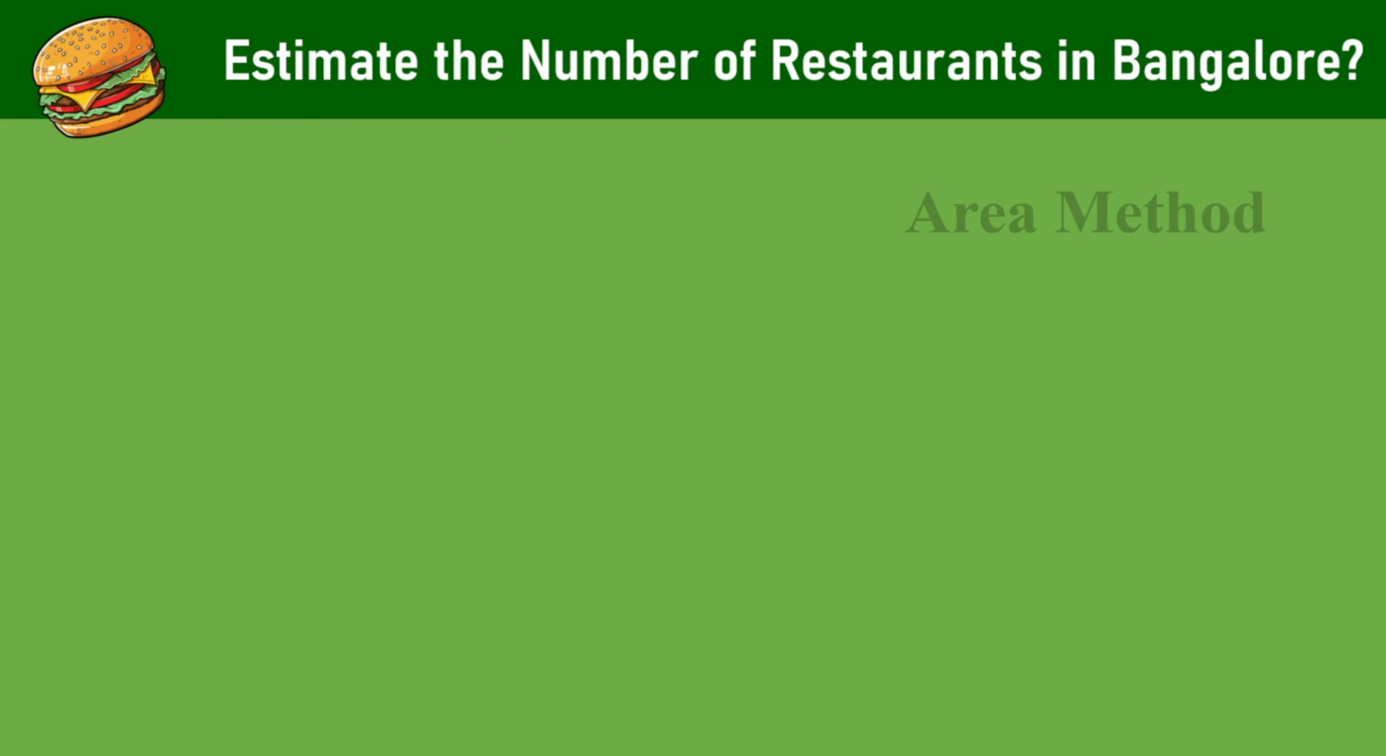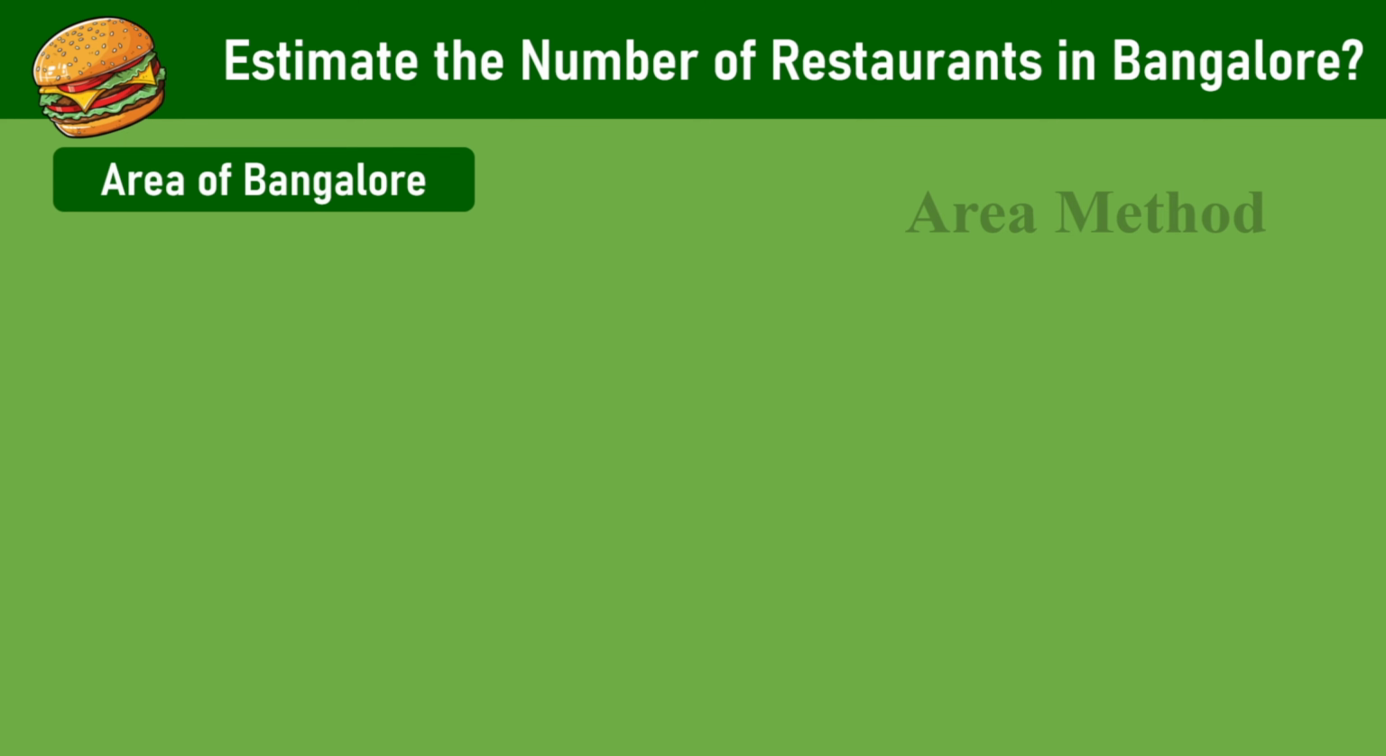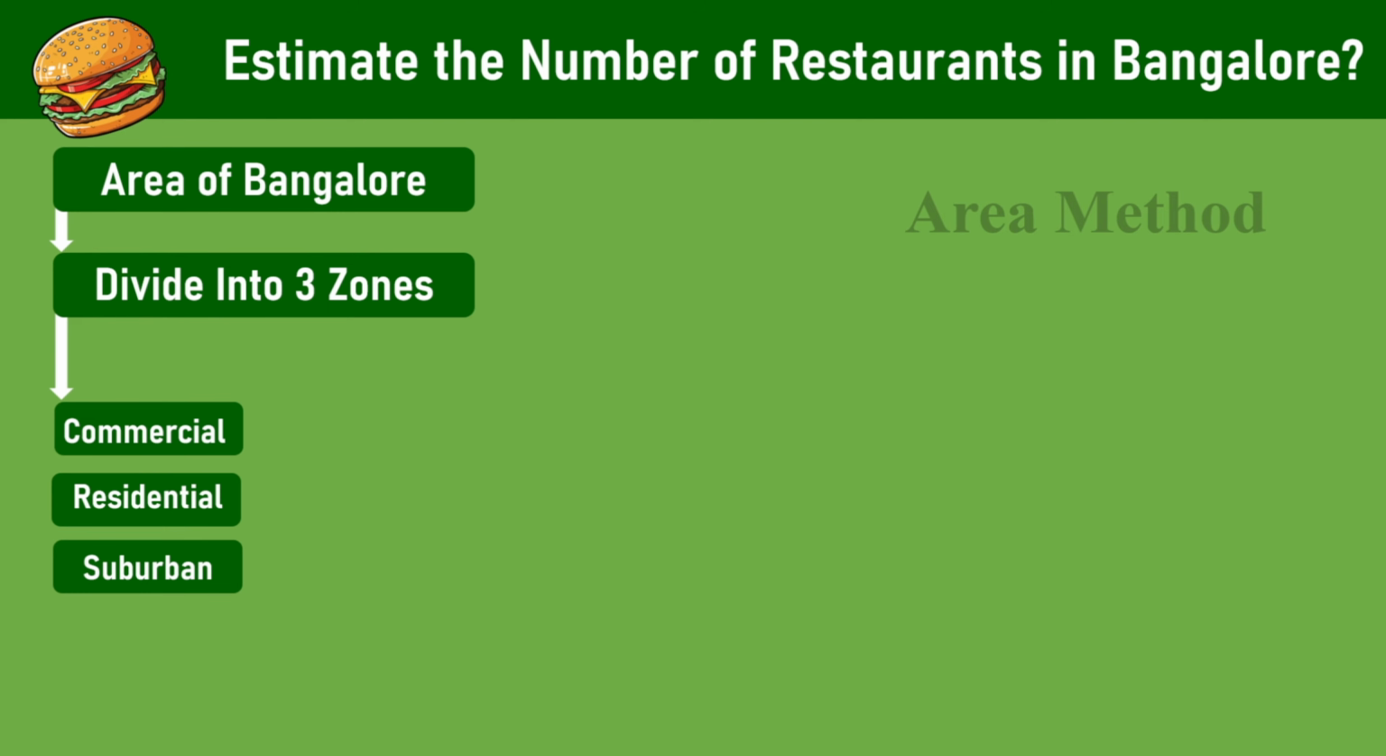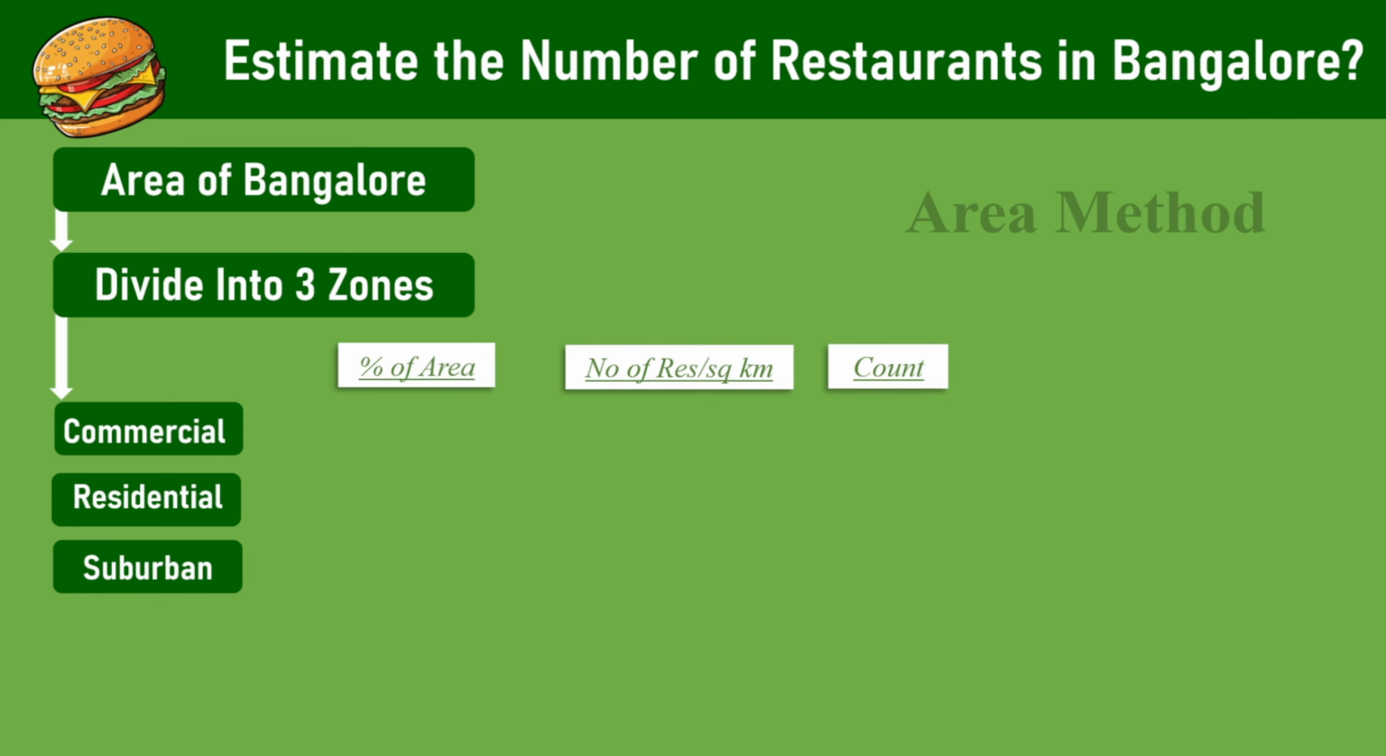So now let's look at the area method, which is another method that you can use to solve this question. Just like the population method, we will first build out our framework. So we start with the total area of the city of Bangalore. Then we will divide it into 3 zones: commercial, residential and suburban. Then we will calculate how much area each zone covers. Then we will assume the number of restaurants that will be present in each square kilometer of that zone. And then we will calculate the total number of restaurants present in each zone. So now that we have our framework, let's put in the numbers.